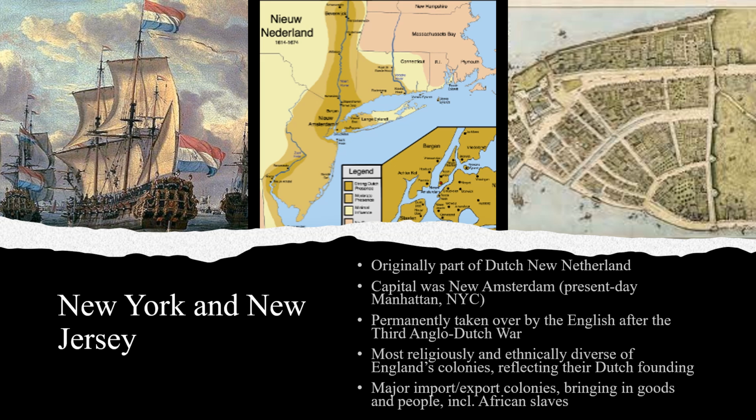Although these colonies were not established by the English, they would be ruled as proprietary colonies, with England's governing monarch giving control of these territories to English noblemen. England took control of New Jersey, formerly New Sweden, in 1664 as well.